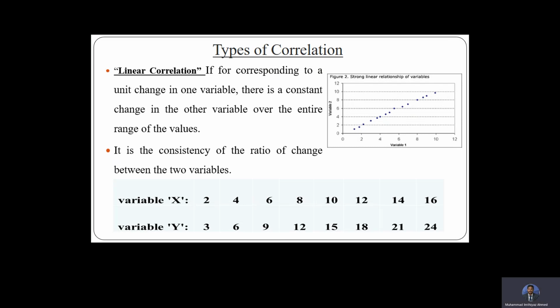24 plus 3? 27. So it will go constantly. So this type is a perfect example to understand linear correlation. Okay.